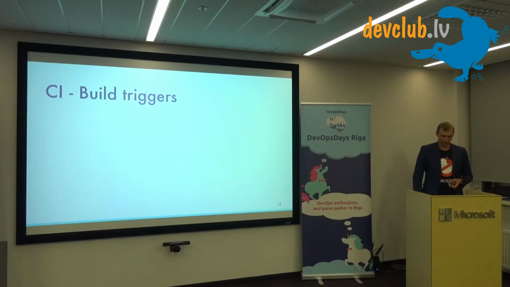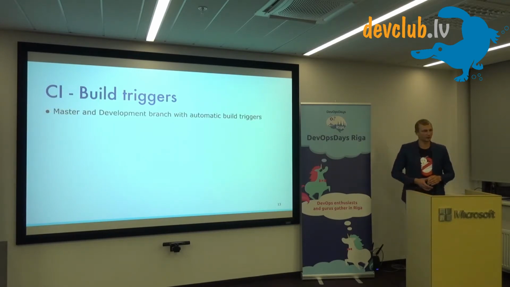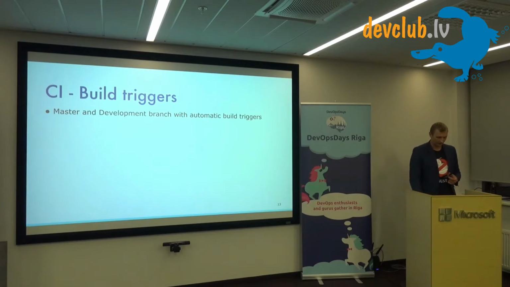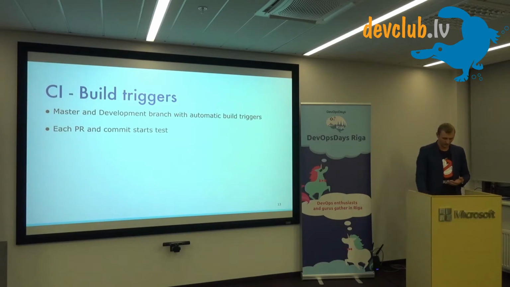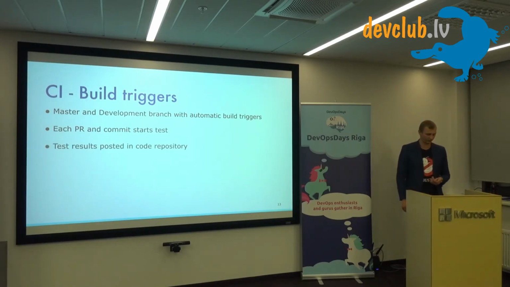And regarding build triggers, we are using automatic build triggers for the master and development branches. It means that each commit or merge request that happens on one of these master branches will start the tests automatically. And the test results after all will be posted in the code repository.